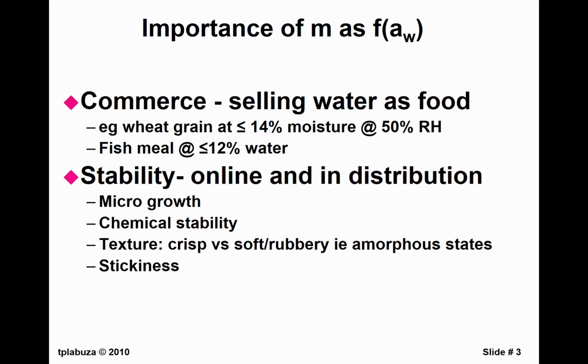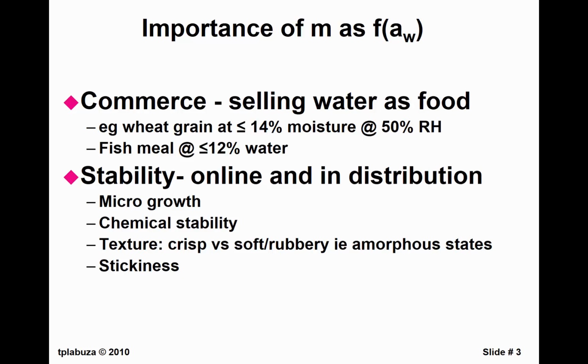If fish meal dries out below 6%, that's below the monolayer. And if you remember from food chemistry, the oxidation rate goes up below the monolayer as well as above the monolayer. So that's why the range of 6 to 12. So in commerce, it's very important to know moisture contents.